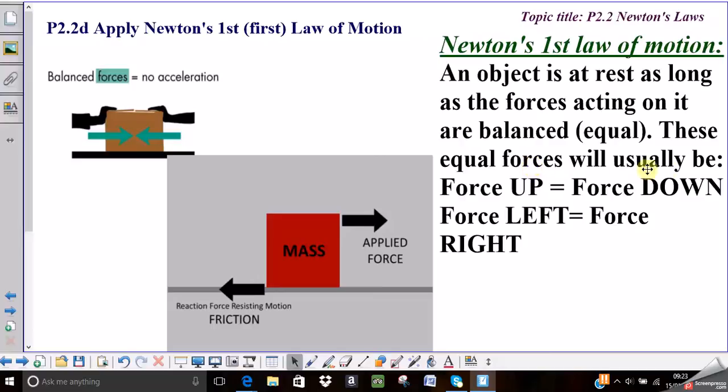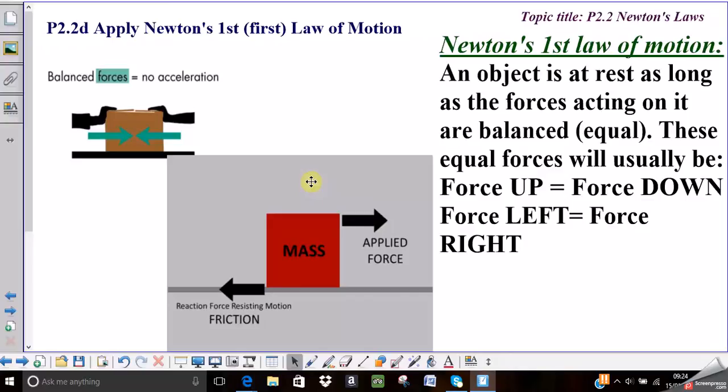These equal forces will usually be force up equals force down. Do we have force up and down on these two diagrams? We do. We just didn't diagram them anymore. Because there is a box here, there must be a weight pushing down or pulling down. And then because it's sitting on the surface, in both situations they are sitting on surfaces, there must be a reaction force, there must be a normal force pushing up.